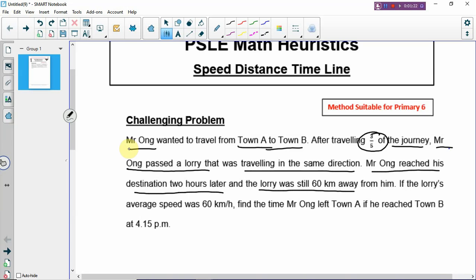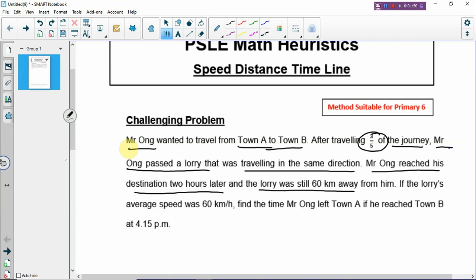So when you look at a speed problem, you will always need to think about who is faster and who is slower. So in this problem, you can see that Mr. Ong is faster. So when you are faster, you will take a shorter time to travel, and also because you are faster, you will travel a longer distance. If you are faster, you travel a longer distance using a shorter time, and your speed will be higher than the slower person.